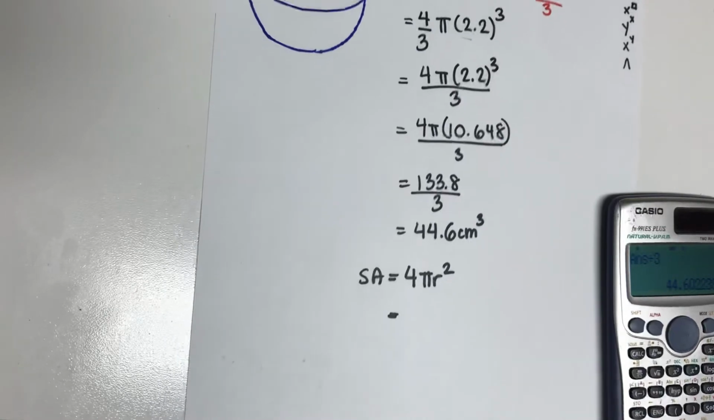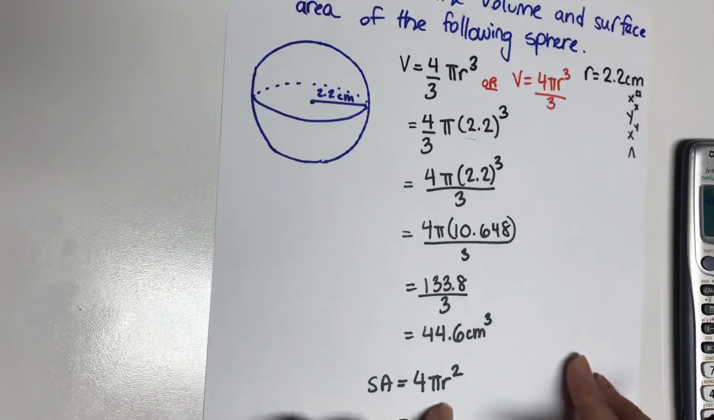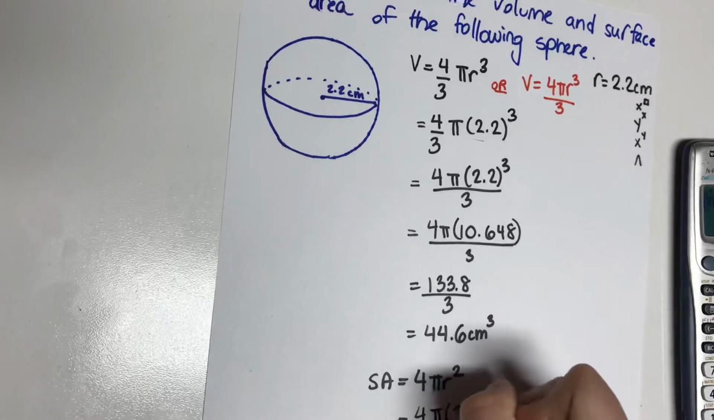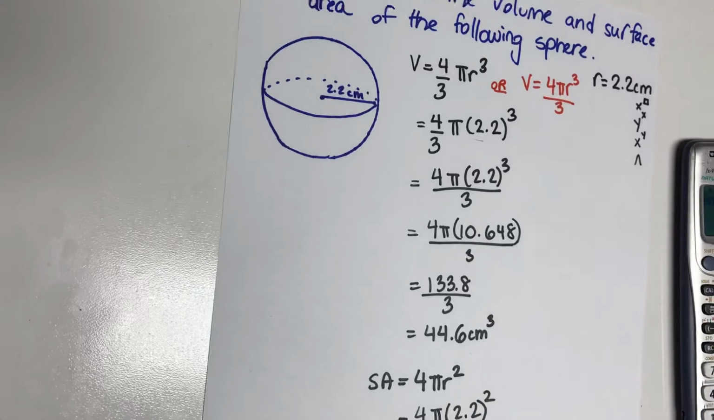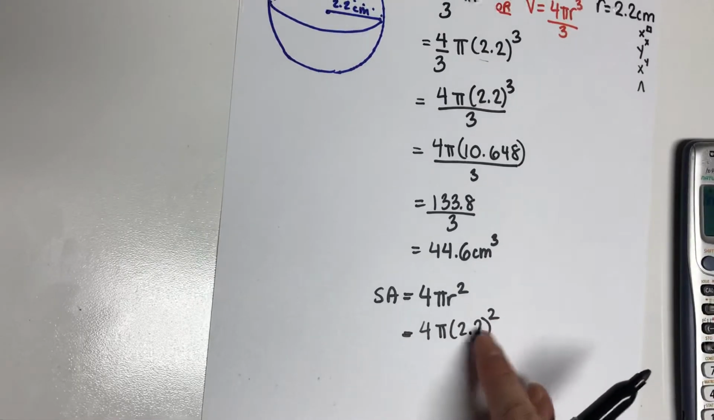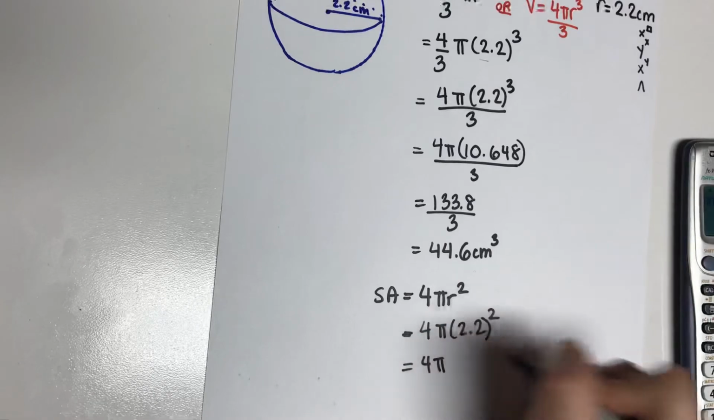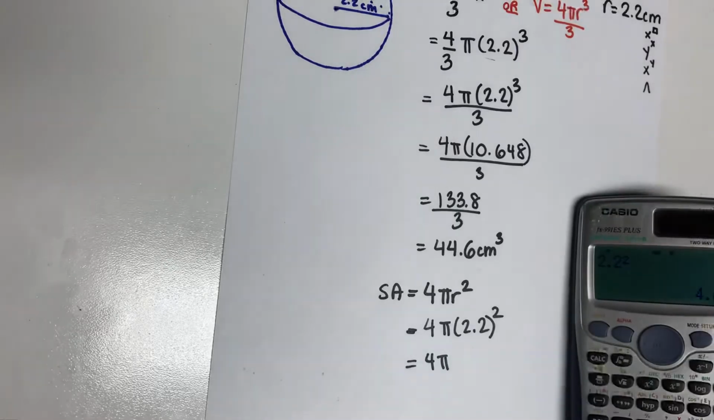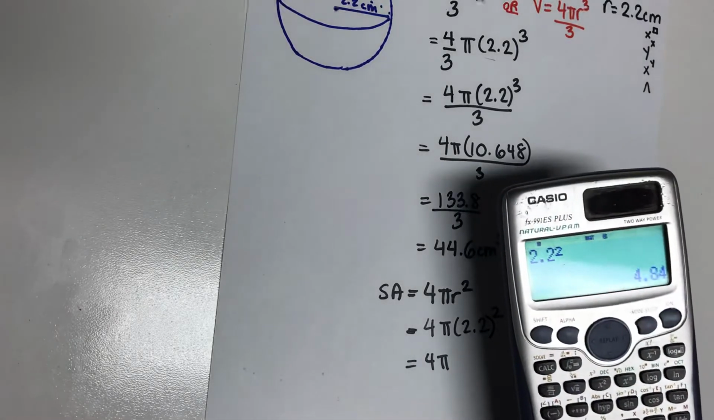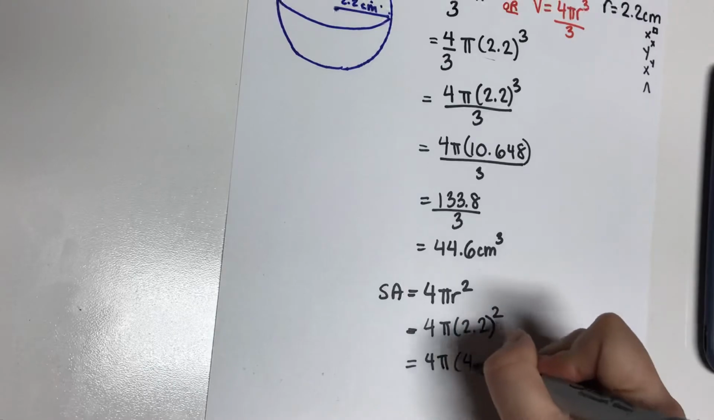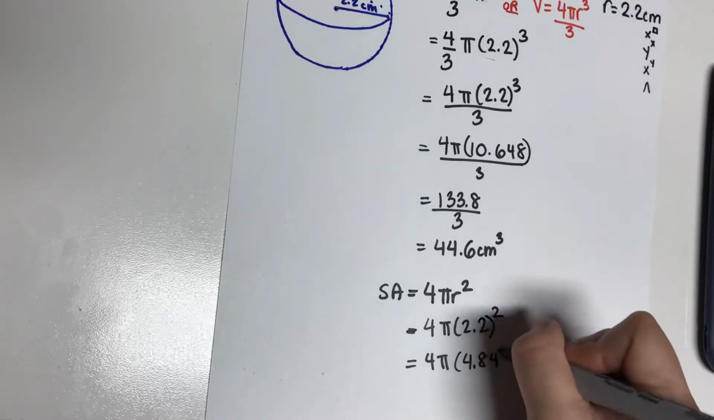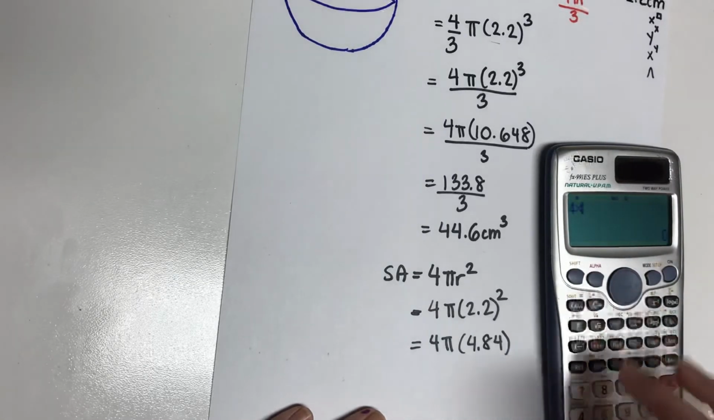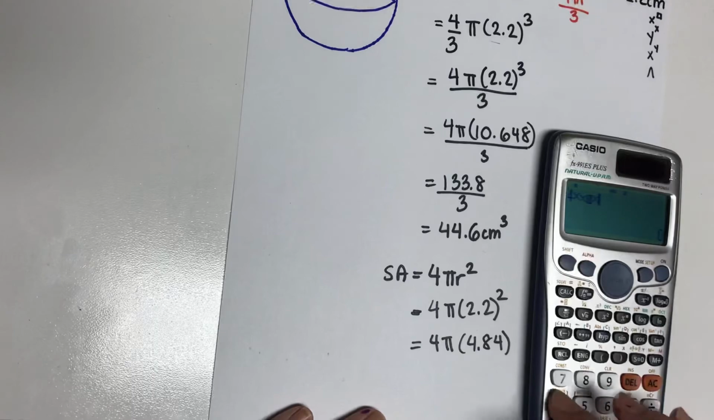So I'm going to replace my known values. I know that my radius is 2.2, so I'm going to substitute that. 4 pi times 2.2 squared. BEDMAS says exponents come next, so I have to enter 2.2 squared on my calculator. And I get 4.84. And I'm going to put this all in one step in my calculator. So 4 times pi times 4.84.